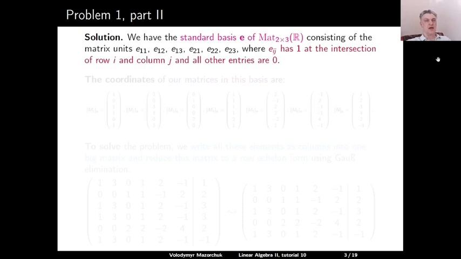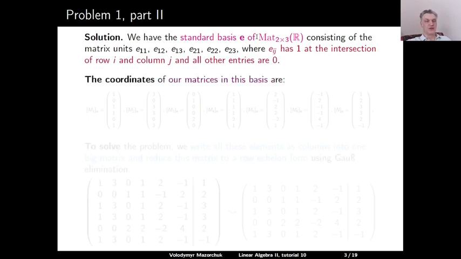Solution. In the linear space of all 2 times 3 real matrices, we have the standard basis, denoted by bold E, which consists of the matrix units E11, E12, E13, E21, E22, and E23. Recall that the matrix unit Eij has 1 as the entry in the intersection of the row i and column j, and all other entries are equal to 0.